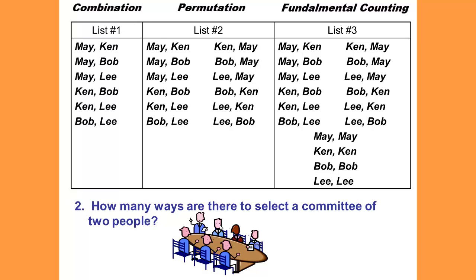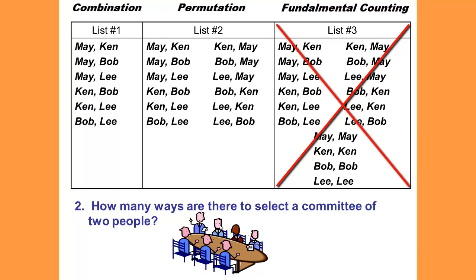Can one person represent 2 people on that committee? If this group needed to elect 2 people to a committee, would sending May and then May again make sense? No. So we cannot allow those repetitions. And since repetitions are in list 3, that eliminates list 3 and thus the fundamental counting principle as an option.